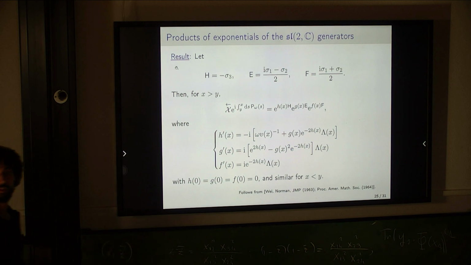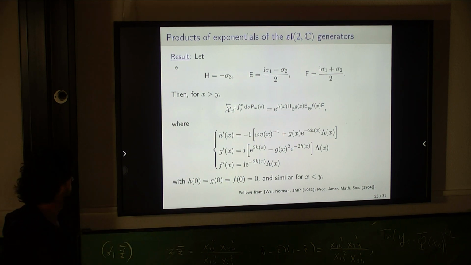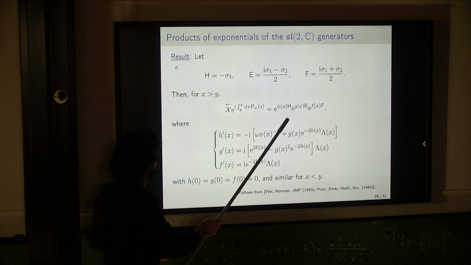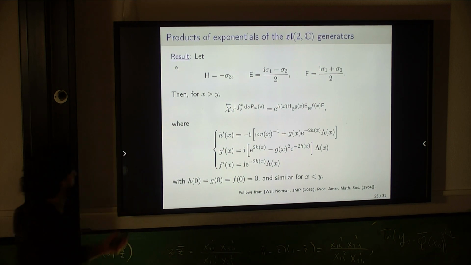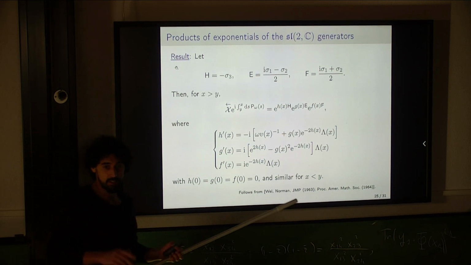Do you also reorder to put like E, H, F, or the other way around, so that it is more like a Gauss decomposition? Because here you put the sort of Cartan part in front. Maybe it's more natural to put it in the middle. I don't know if the coefficients would look better. So actually, it might be a nicer way of writing it.